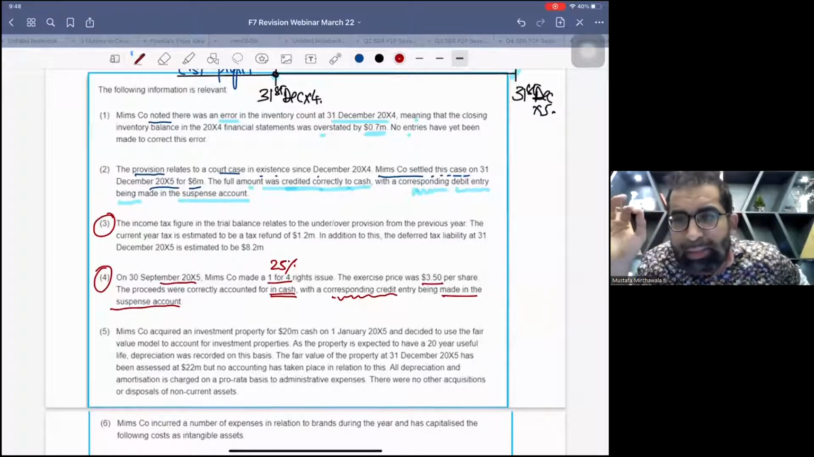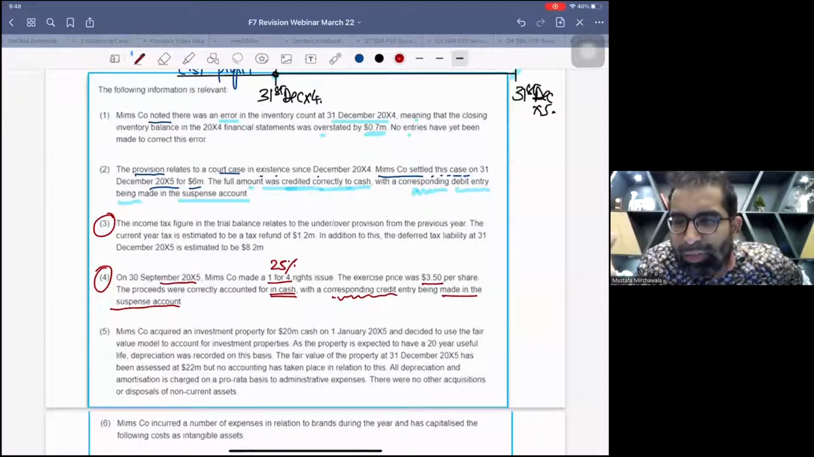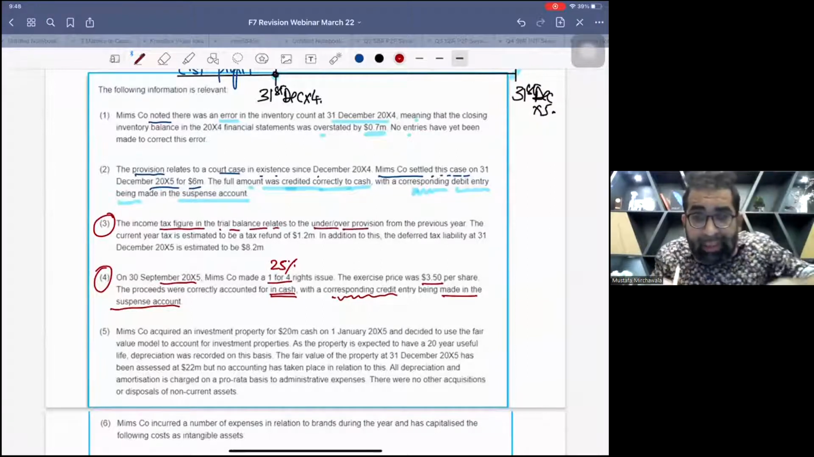So always in the question, don't expect that you will always get the current year tax provision or current year tax expense. Sometimes it's income. Now wait. The income tax figure in the trial balance relates to under or over provision. Openly say thanks to them.